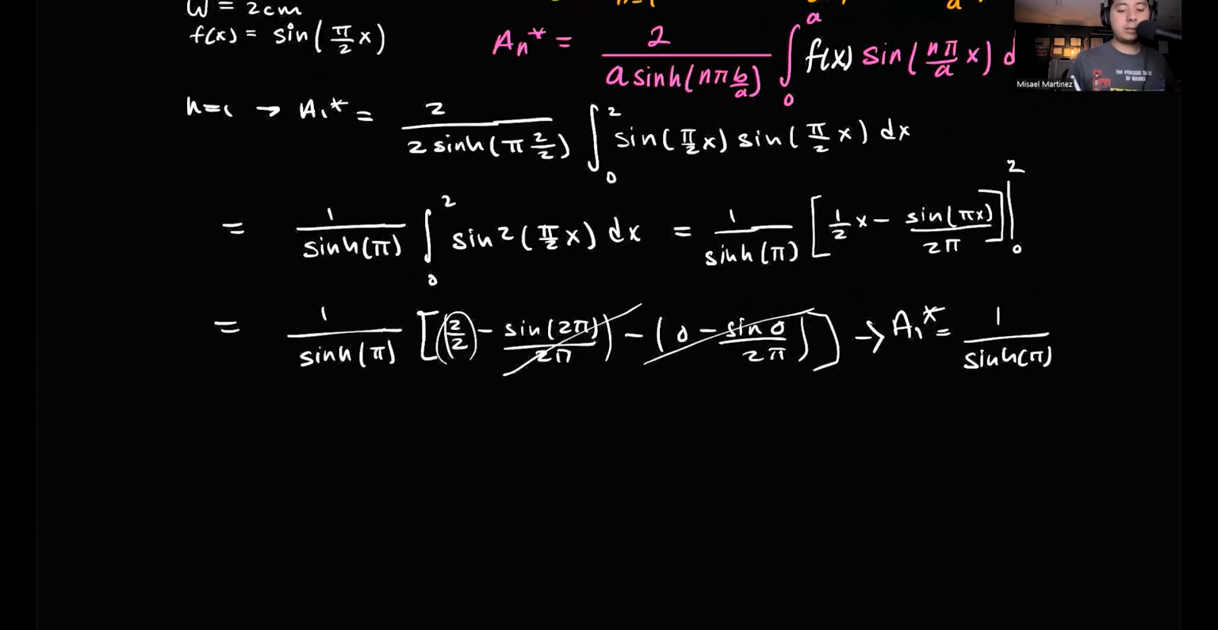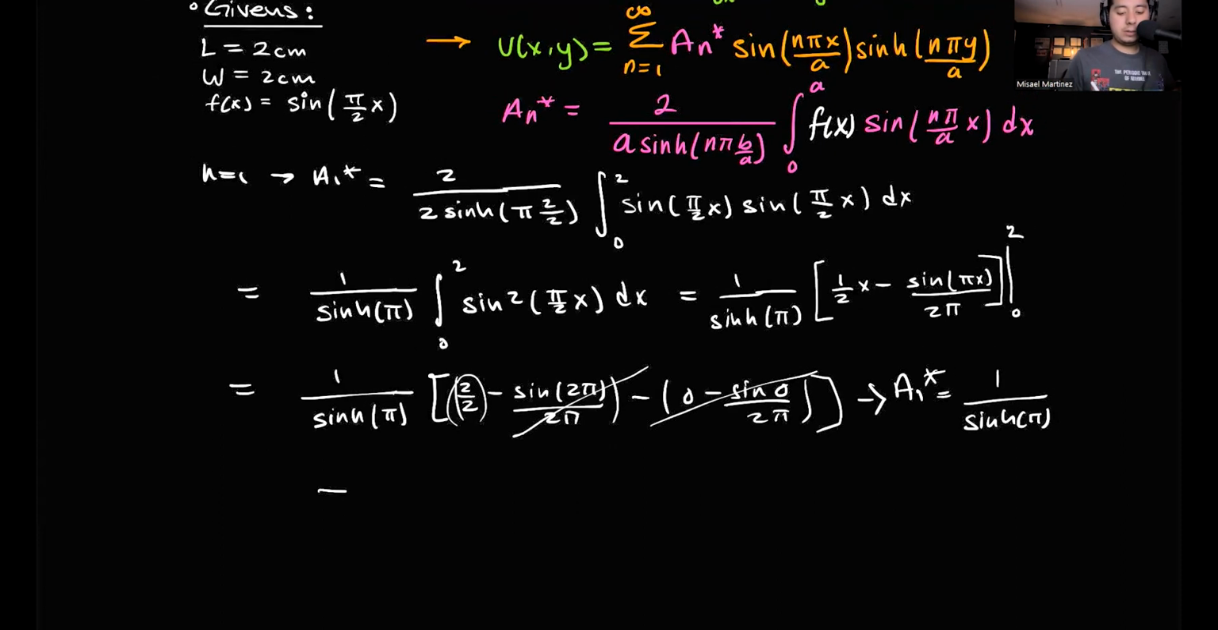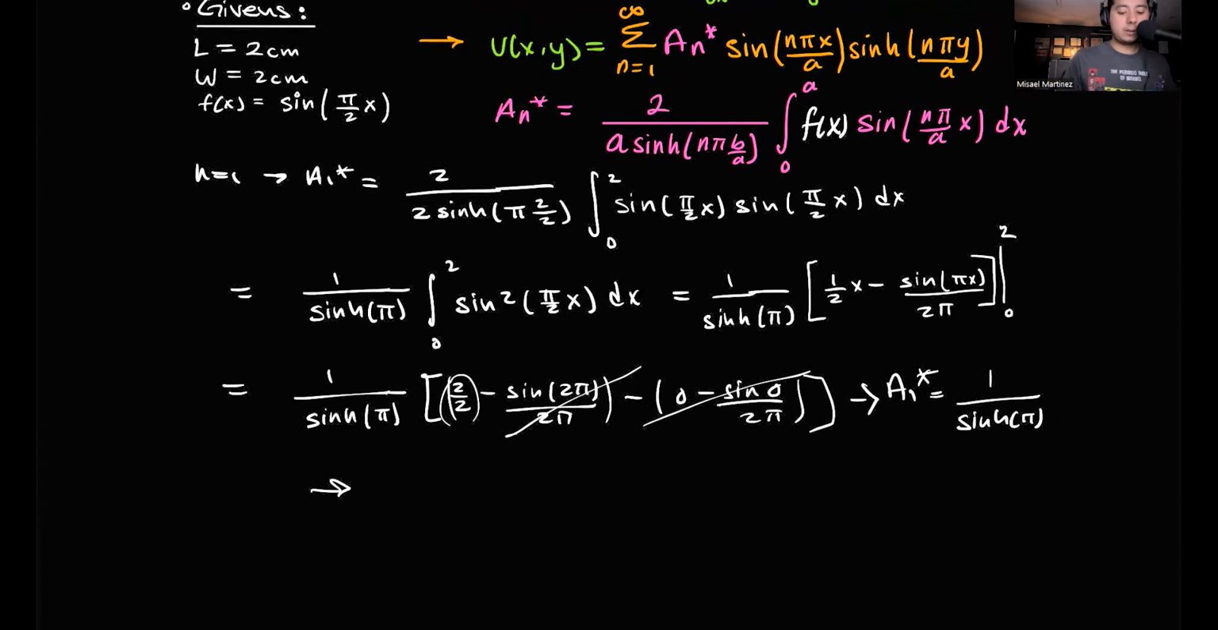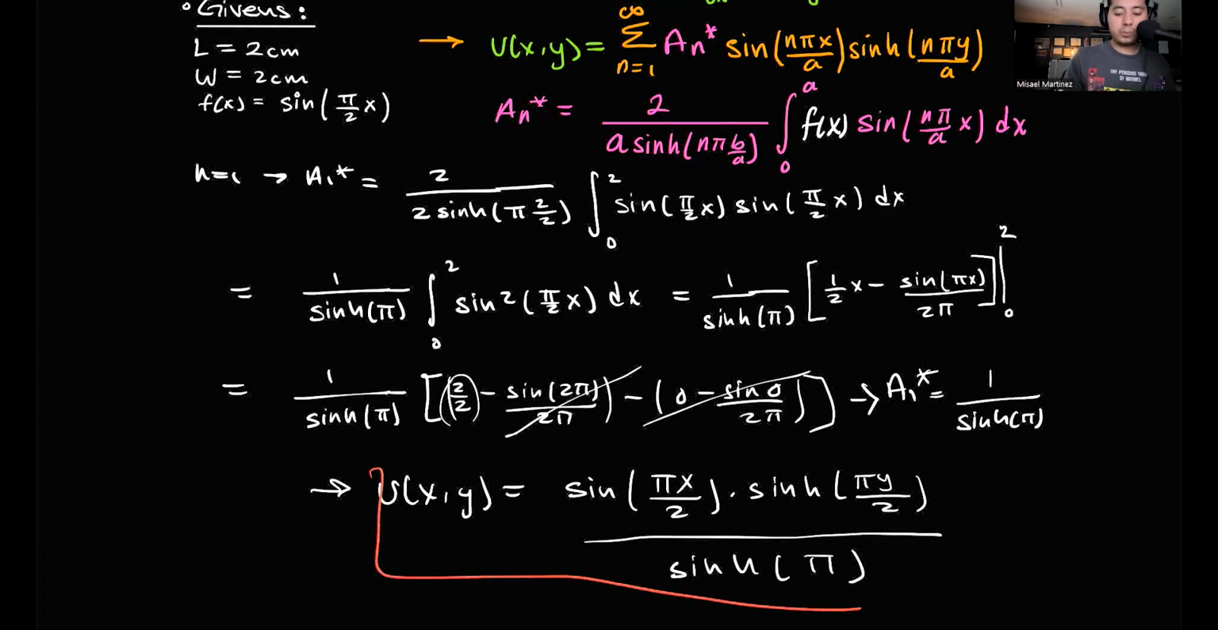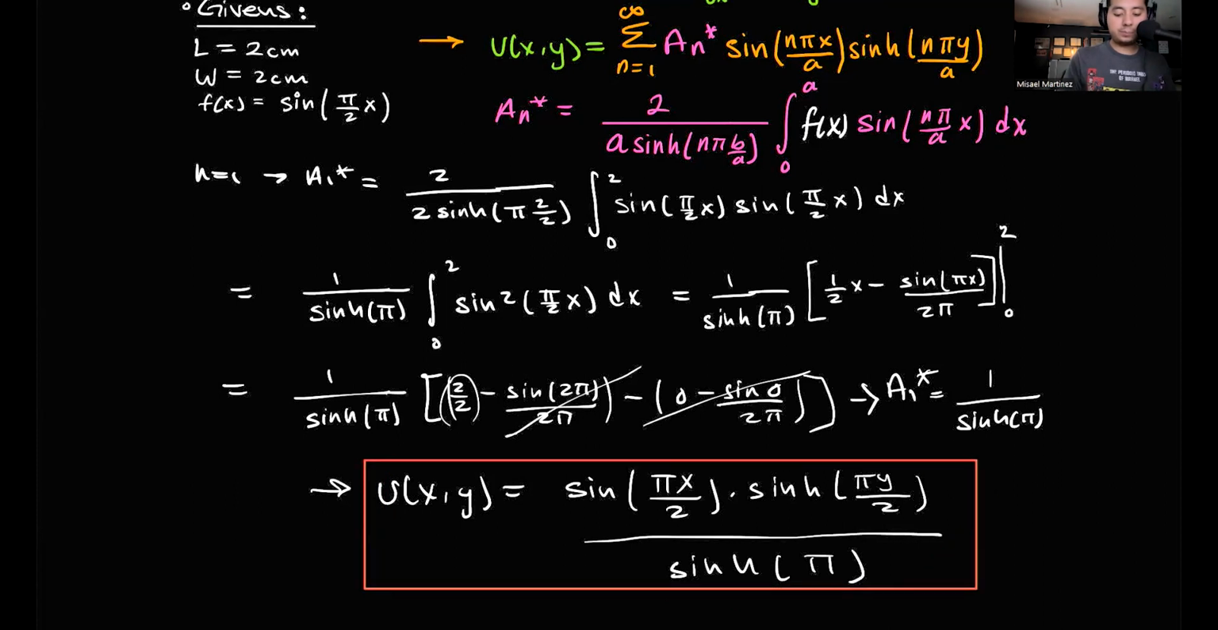So now that we have this, we can rewrite our equation. I will write u as a function of x and y equals, well, n is 1, so sine of pi x over 2 times hyperbolic sine of pi y over 2, divided by hyperbolic sine of pi. And this is what you will put in MATLAB. This is what you guys will put in MATLAB, in this equation right here.